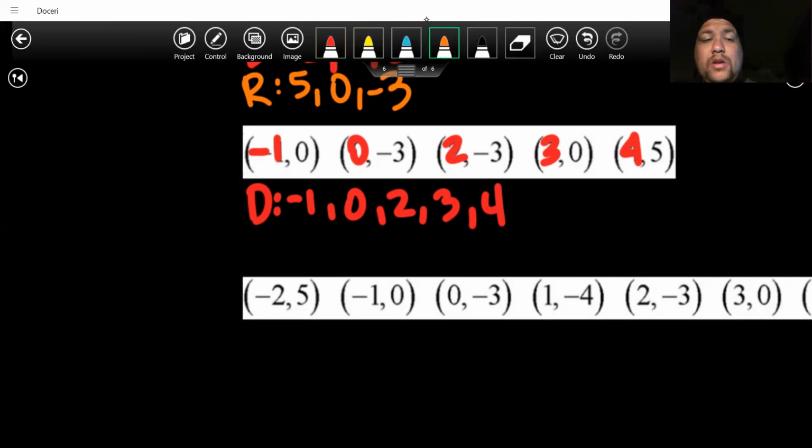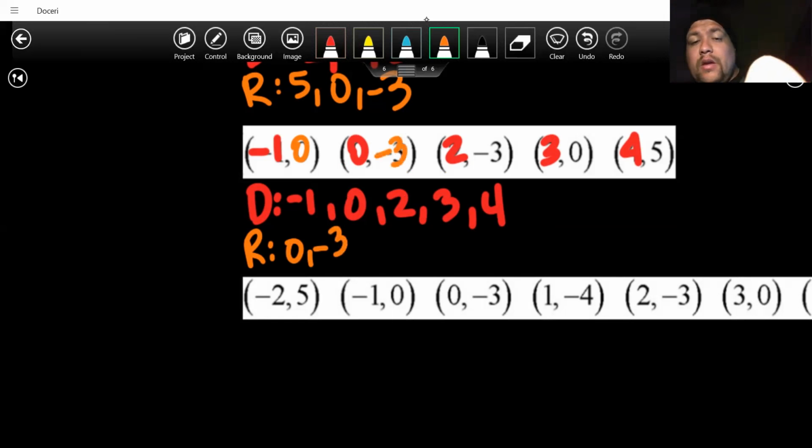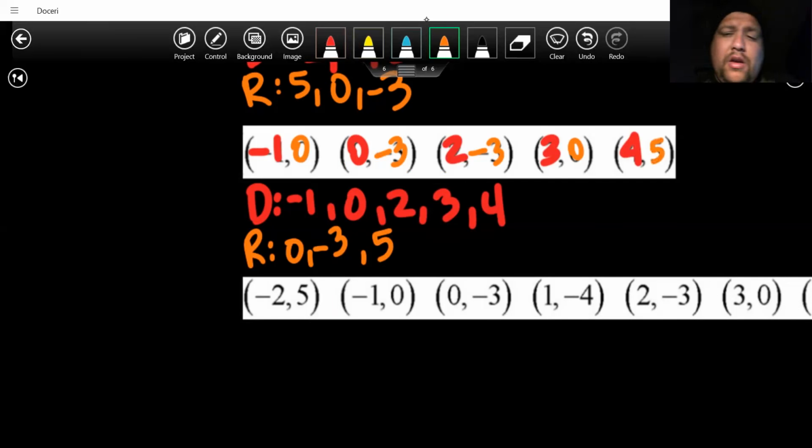Range, we said this before. 0, -3. Those repeat twice. We don't need to. And we see 0 again. We don't need to repeat 0 again because it's already in our range. And 5, which is not on our range. So I have to put that one down. You can definitely do that.